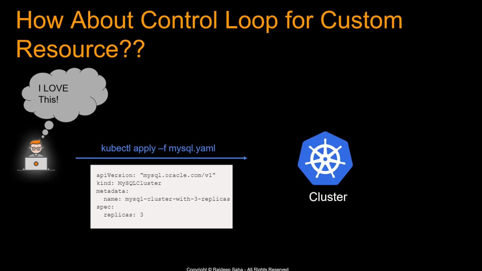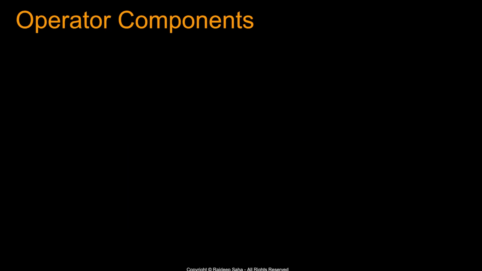So we talked about the control loop for standard Kubernetes resources. But how about these custom resources? So this kind is MySQL cluster, and Kubernetes doesn't give you a controller for this kind. So for custom resources, you need to program the custom controller which is going to watch this custom resource, MySQL cluster. If the current state deviates from the desired state, it is going to act on it and bring it closer to the desired state. So an operator has two components, CRD, custom resource definition, and custom controller. Together, they are called an operator.